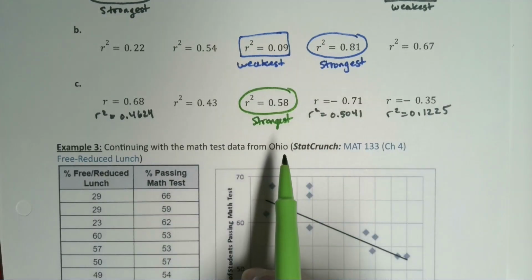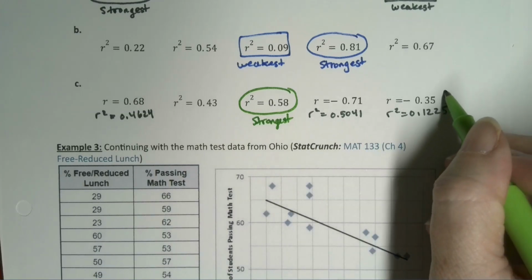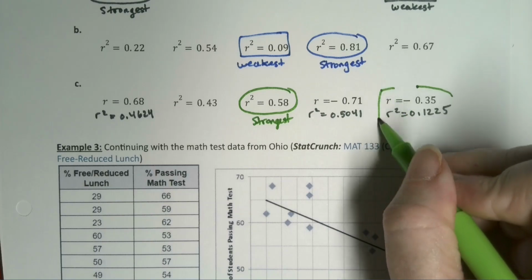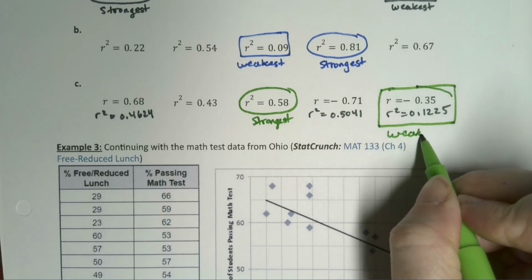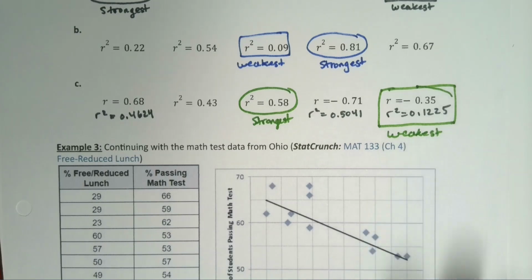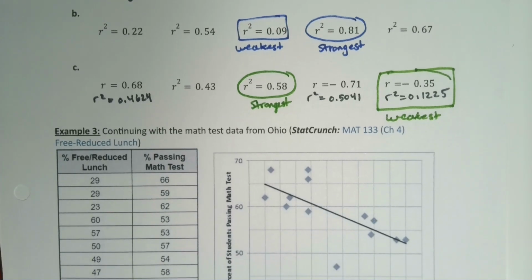The weakest relationship is actually over here, right? Because the weakest, oops, this is a box. Box. The weakest is the closest to 0. So you can see that for making direct comparisons from one to the other, R squared is a lot easier to work with than R. And it's very straightforward, right? Whichever is the biggest number, that's the strongest. Whichever is the smallest number, that's the weakest.